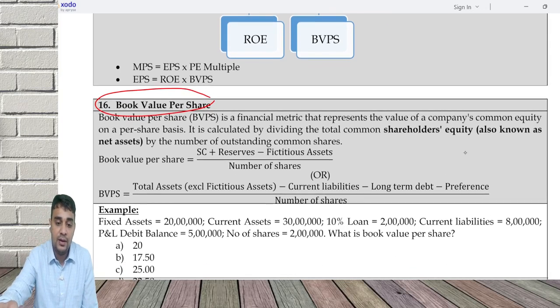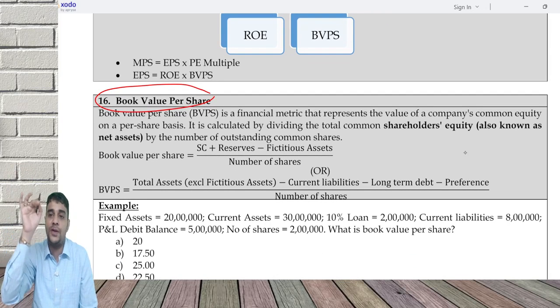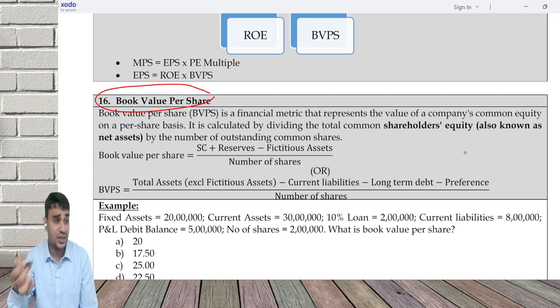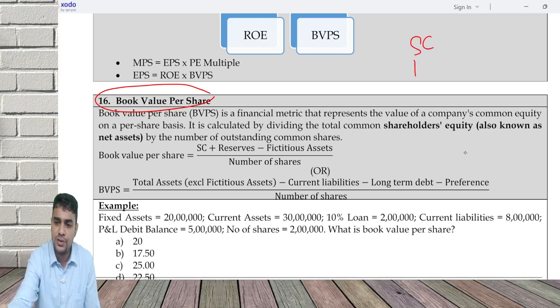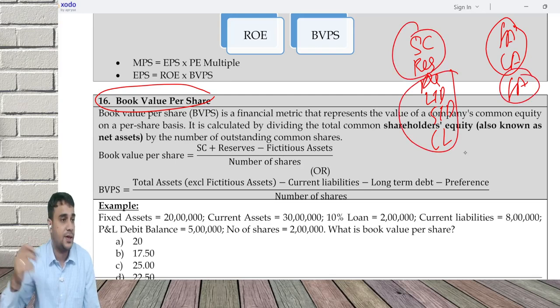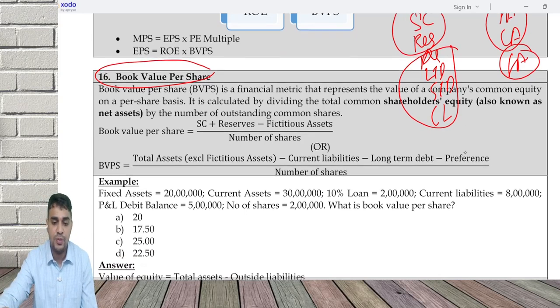Again, be very clear. When you are doing from the asset side, if you start with fixed assets plus current assets and don't even add fictitious asset, now don't tell me you want to subtract the fictitious asset, because you have not even added it. So fixed assets plus current assets minus your current liability, long-term debt, short-term debt, preference, anything other than share capital. In the balance sheet, you have share capital, reserves, preference, long-term debt, short-term debt, current liability. This side you have fixed assets, current assets, fictitious asset. Either consider this and subtract all of this, or consider this and subtract the fictitious asset. Can you give me the answer to this?